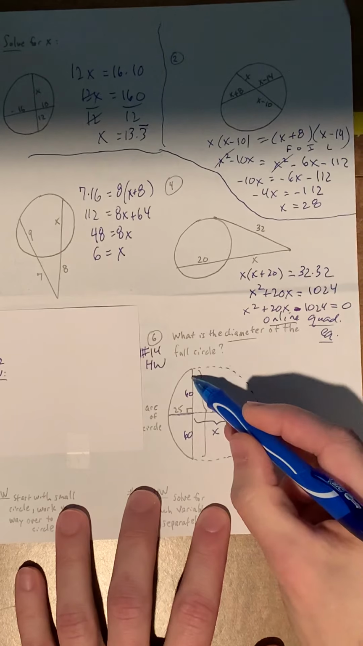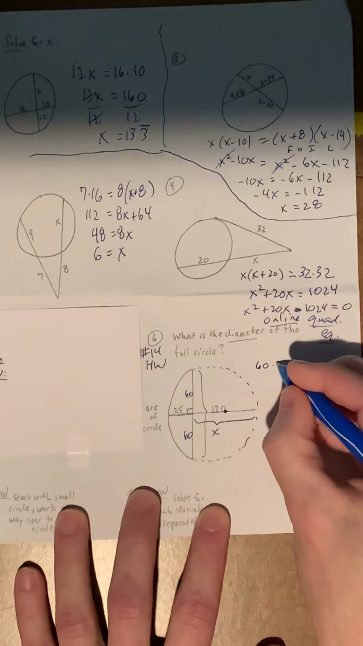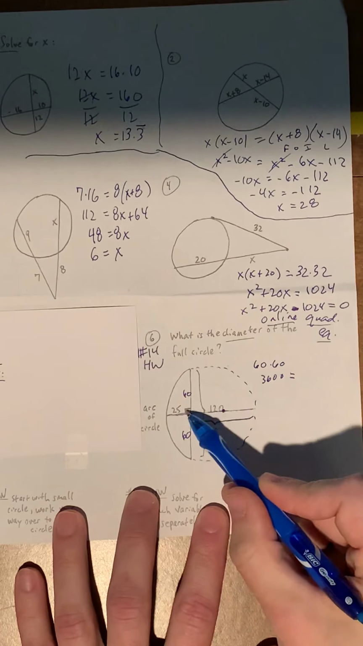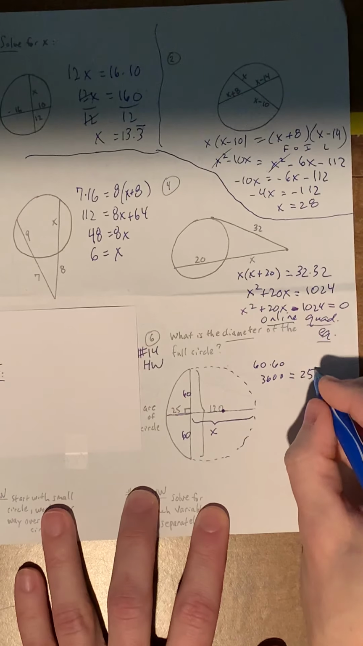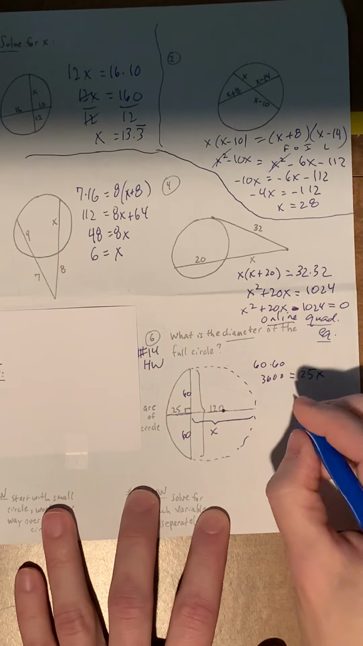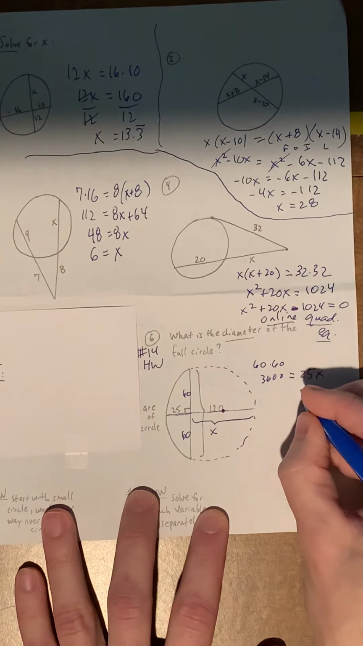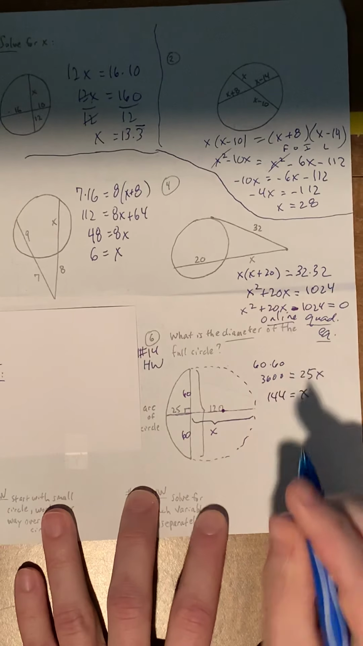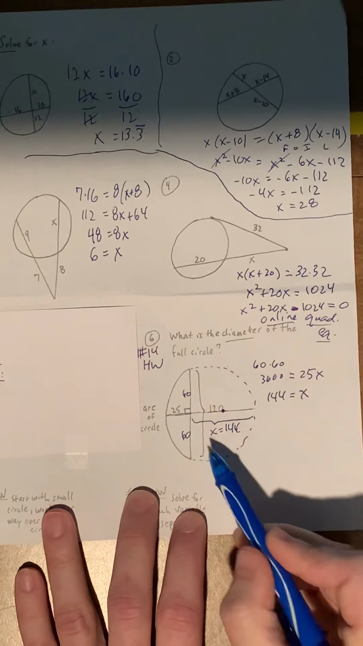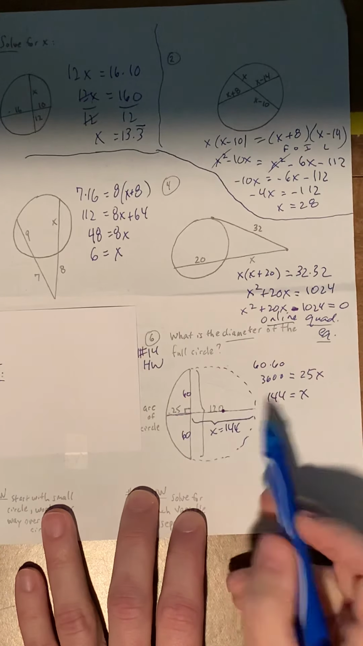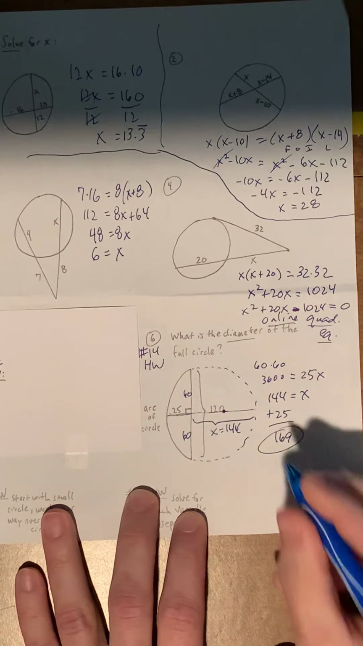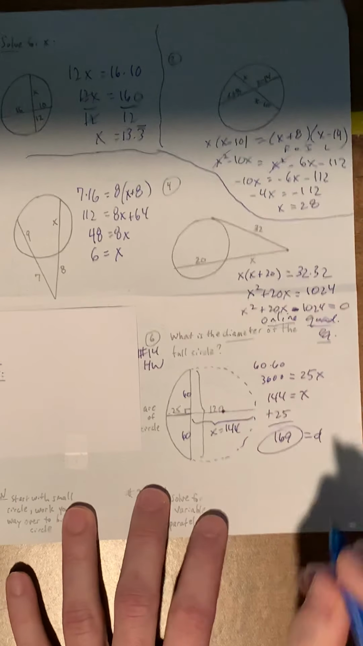All right, so here we go. Piece times piece, 60 times 60, which is 3,600, equals piece times piece, 25 times X, or 25X. Divide both sides by 25, and X comes out to be 144. And that's not your answer. That 144 is just that piece. The entire diameter is 25 plus the 144. So add 25 and 144, and 169 would be your entire diameter. Okay?